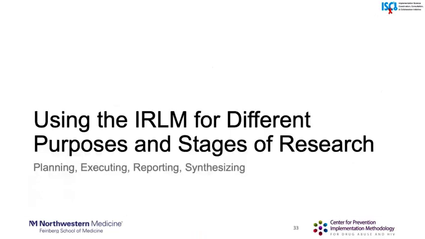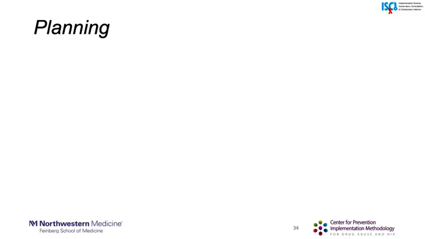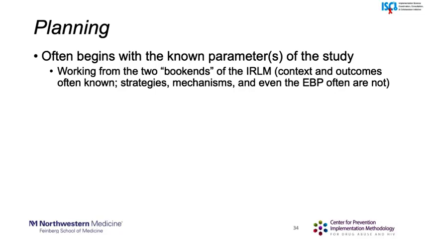So jumping back to using the IRLM for different purposes, as we already mentioned, there's a lot of different ways to use this. So in the planning process, we often begin with the known parameters of the study. One suggestion that I have is to work kind of from two bookends of the IRLM. Often we know the context and the outcomes, and it's the strategies and mechanisms, and even sometimes the evidence-based practice are not known. So it's often easiest to work from what we want to achieve in terms of the outcomes and maybe what service system we're in. The other thing that's very common is we know the outcomes and we know the evidence-based practice, but we don't necessarily know the context, the strategies, or the mechanisms.